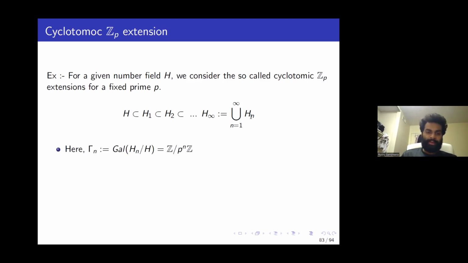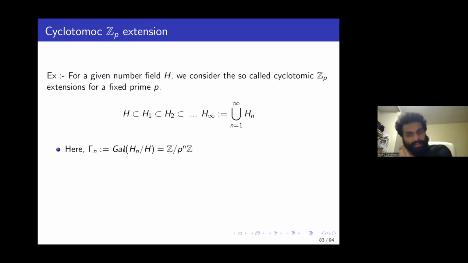Okay, now let's get back to group theory, symmetries, right? So why do I call it the Z_p tower? I'm looking at this prime p. Why is this prime p significant? I want the group of symmetries of the nth layer while keeping the ground layer fixed, meaning the Galois group of H_n over H to be Z over p^n Z.